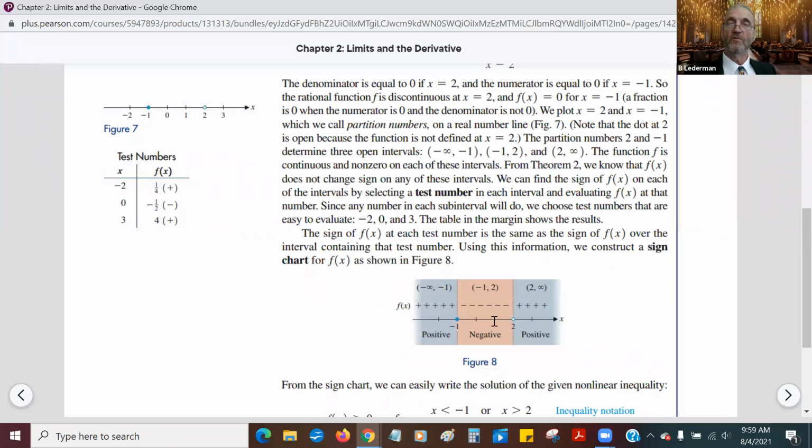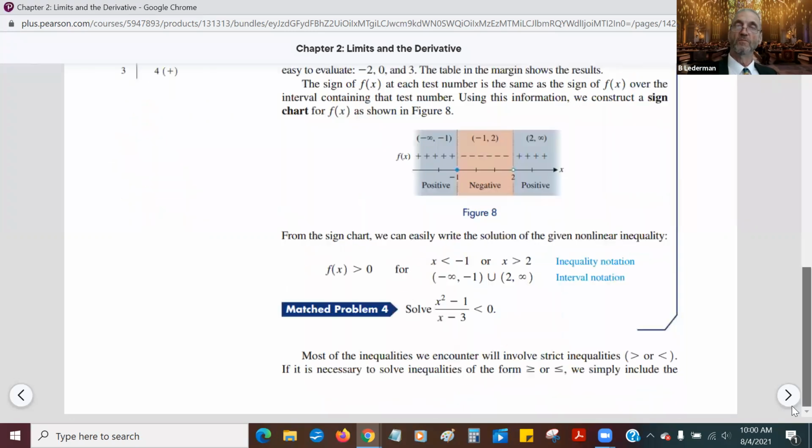So I take a test point from each interval. If I get one positive value, it means the function is positive the whole way through. If I get one negative value, it means it's negative the whole way through. So I could just take 3 points, and from those 3 points, that tells me the entire function, where it's positive and where it's negative. That's pretty cool and awesome.